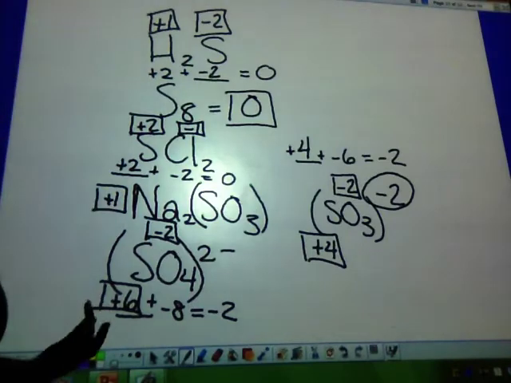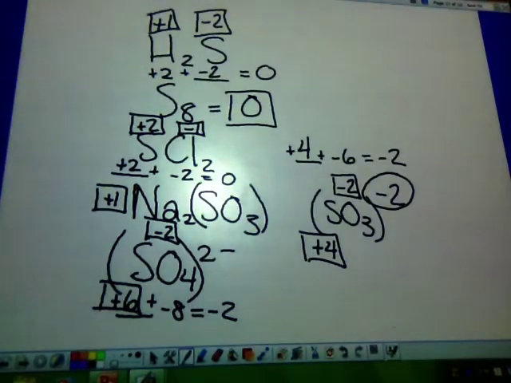So some of these atoms will not always have the same oxidation number. That's why we have these rules, so that we can figure out the oxidation state for certain elements when they're bonded with something different or in different situations. Hopefully going through those helped out a little bit.